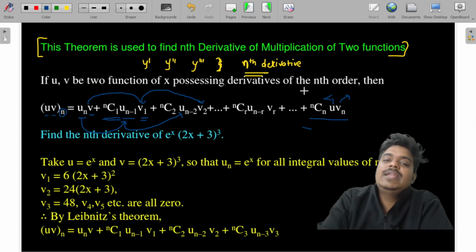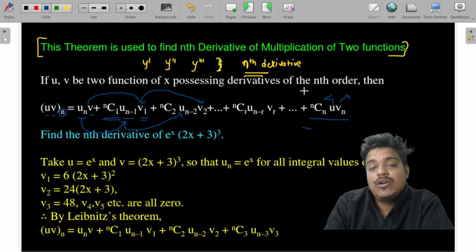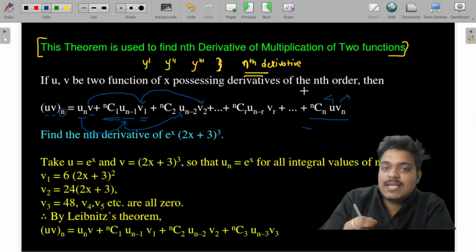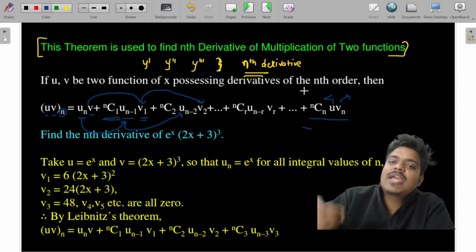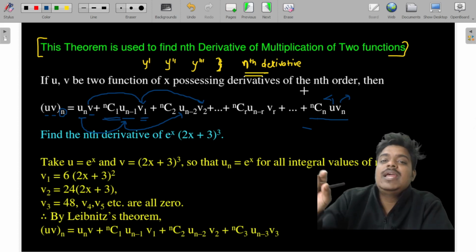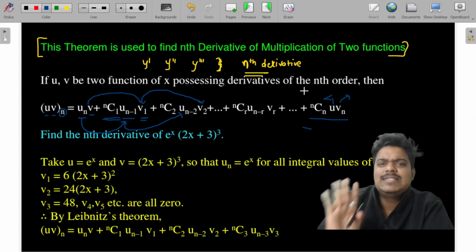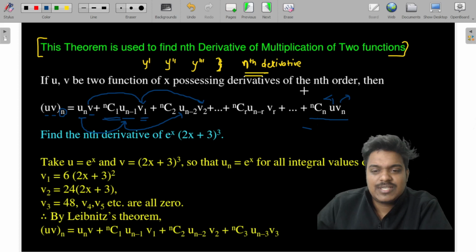Now if you need to find the first derivative, you put the value of n as 1. If you need to find the sixth derivative, you put the value of n as 6. You need not find the derivative again and again. You will find a general equation of the derivative, and this is very important from an exam perspective, any exam perspective. Let us see a question.